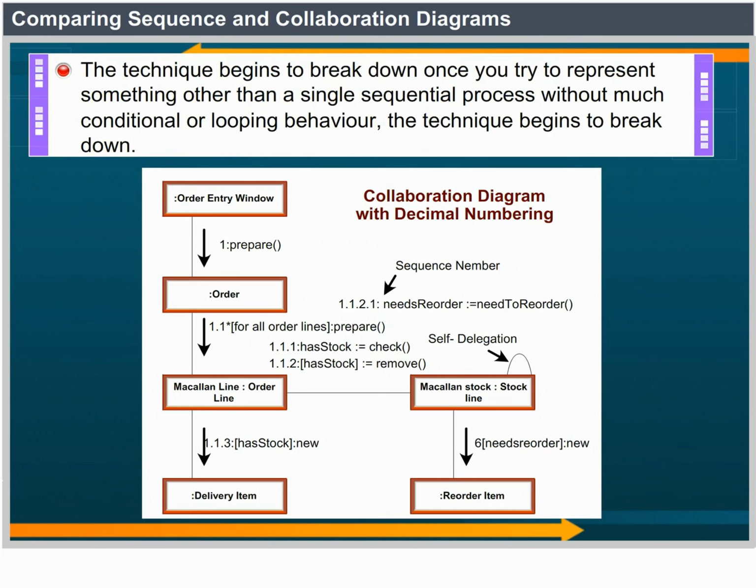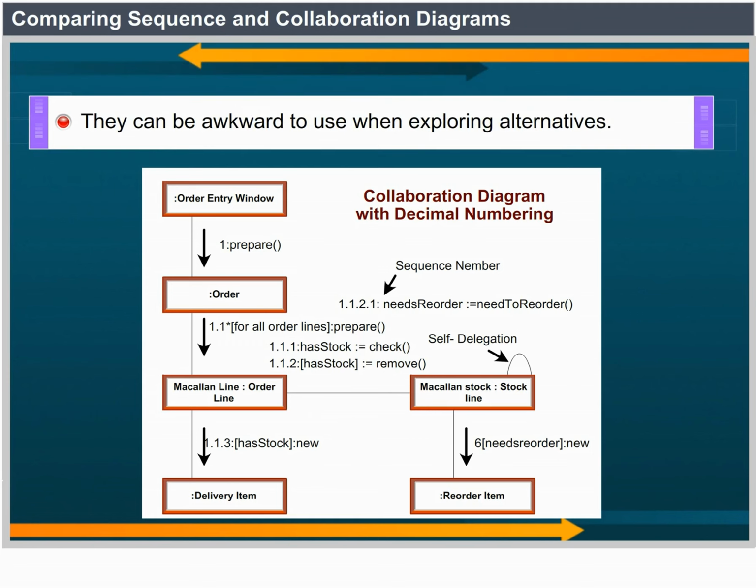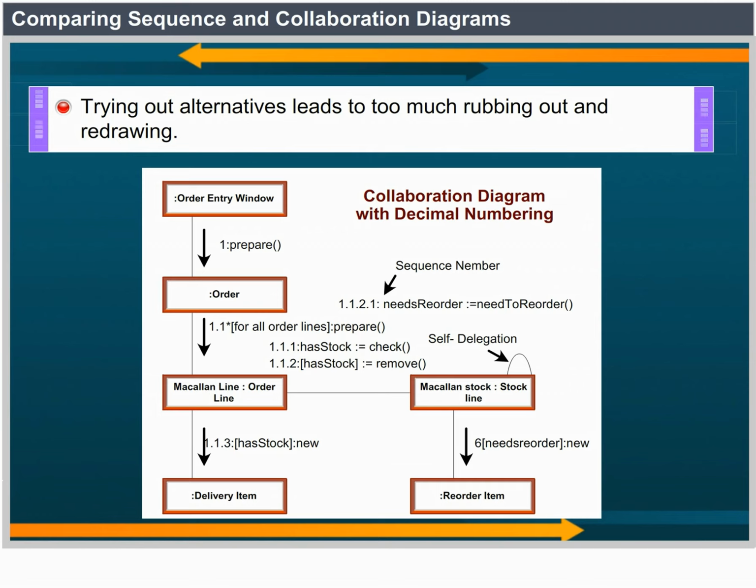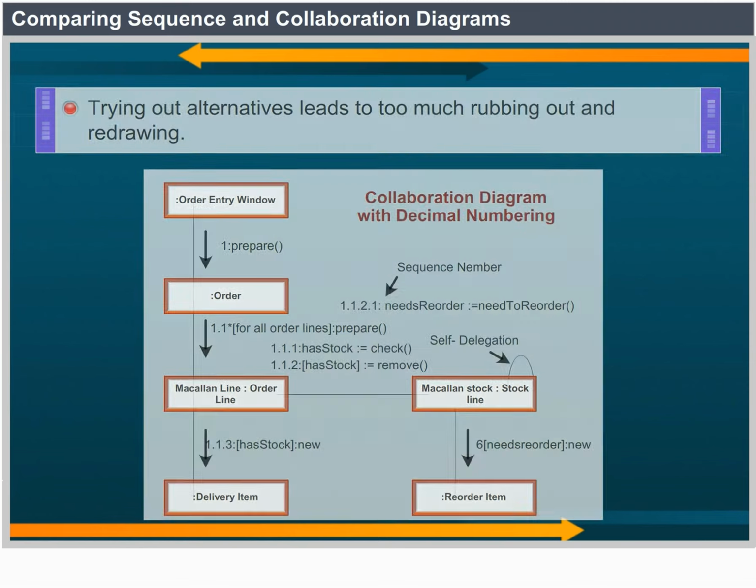The technique begins to break down once you try to represent something other than a single sequential process without much conditional or looping behavior. They can be awkward to use when exploring alternatives. Trying out alternatives leads to too much rubbing out and redrawing.